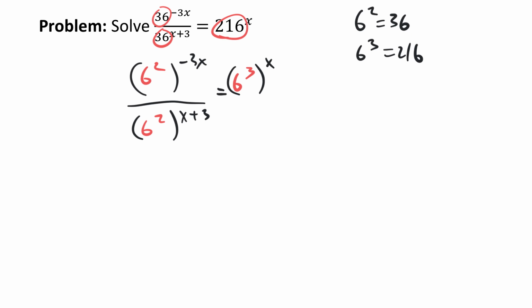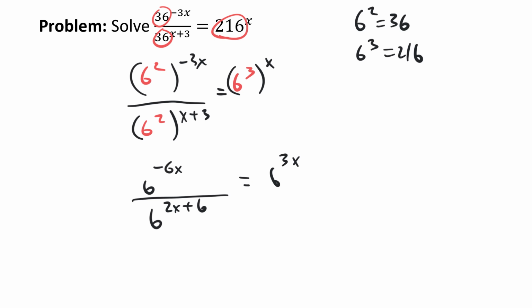2 times negative 3 is negative 6, so 6 to the negative 6x. 6 to the 2x plus 6. 6 to the 3x. But again, just like before, even though we have the same base 6, we have two bases on this side and only one base on this side. So we can't drop the base until we have the same number of bases. You can't even have two on one side and two on the other. You have to have a single base on either side.